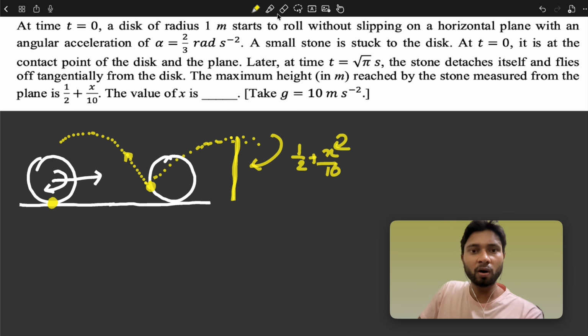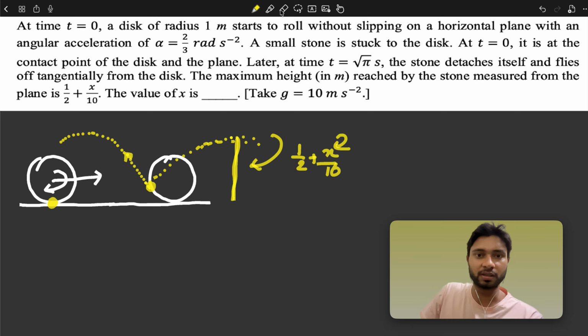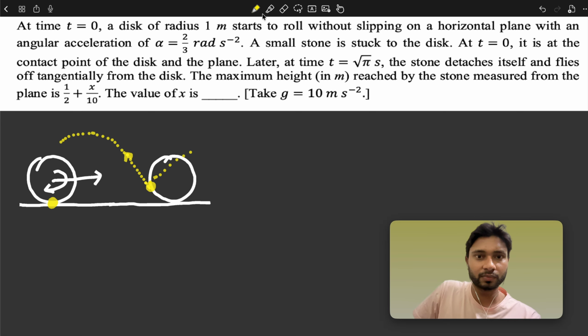All of you can pause the video. I have explained the question, so try to attempt it. Once your attempt is done, we can resume for the solution. I am assuming that all of you have tried to solve it. Now I am starting the solution.